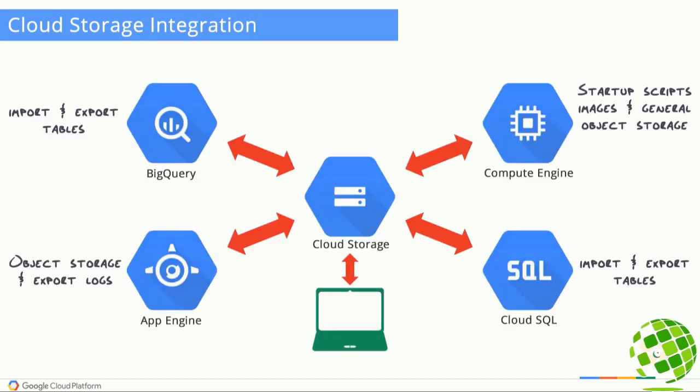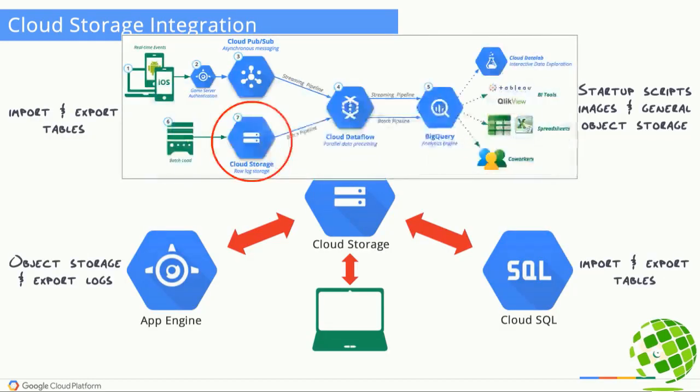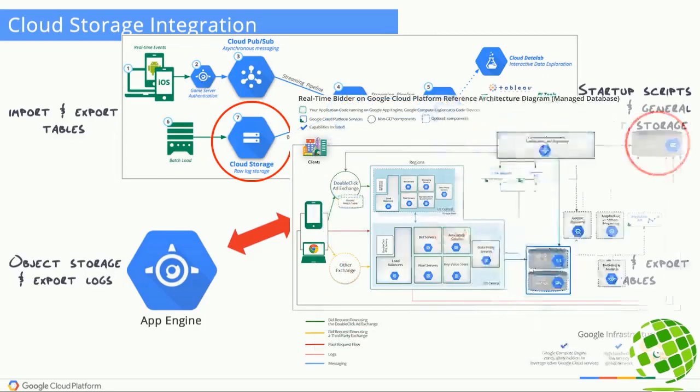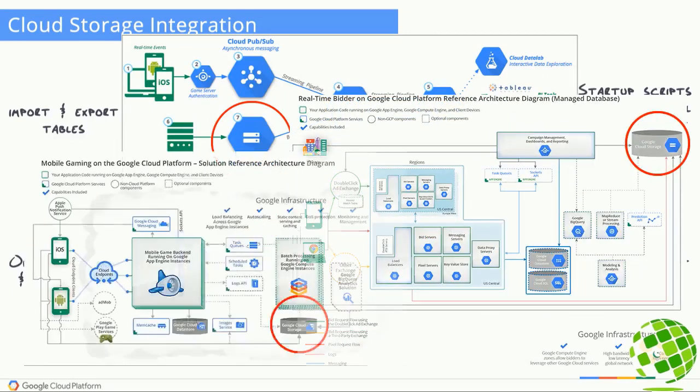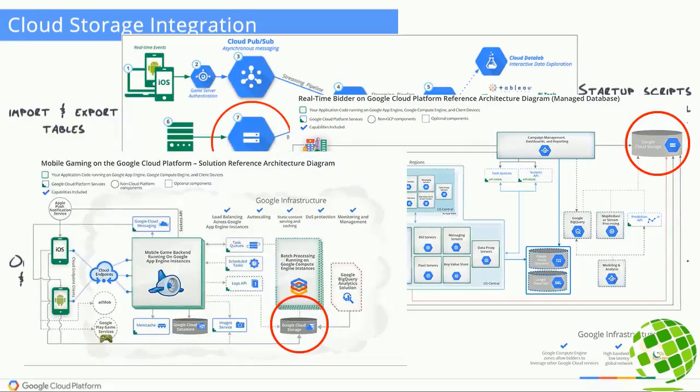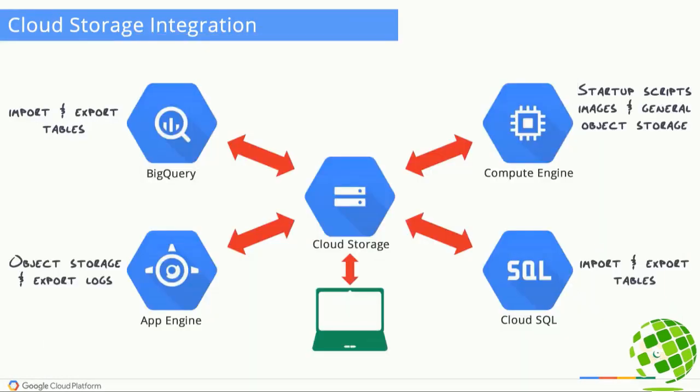Cloud Storage is everywhere. I don't think there's a reference architecture I've seen that doesn't have Cloud Storage somewhere in the middle of it. It's such a great place to put things temporarily, permanently. It's a staging area, it's an integration point, it's everything. And that's why you're going to see it used with a lot of products and services here in GCP.